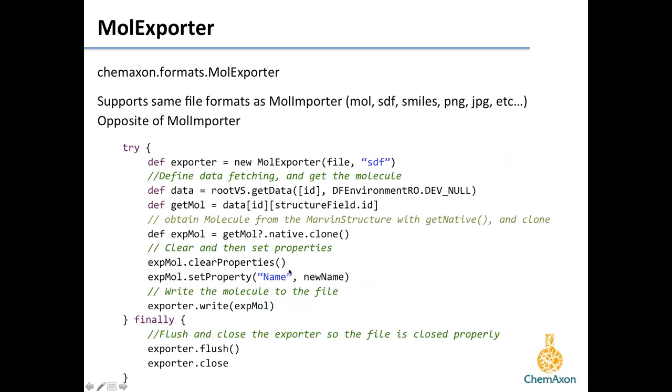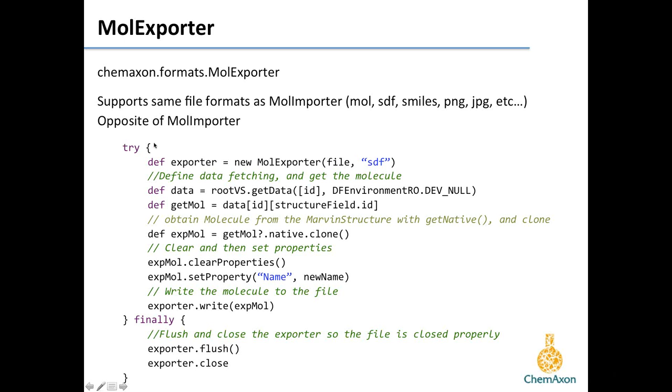MolExporter is functionally just the opposite of MolImporter. It's for writing out files. In this case, you would just have to import the MolExporter class, and it supports the same file formats as MolImporter. You can write out a mol file, an SDF, a SMILES. You can make images through MolExporter, PNGs and JPEGs. There's a wide variety of formats that you can write out with MolExporter.